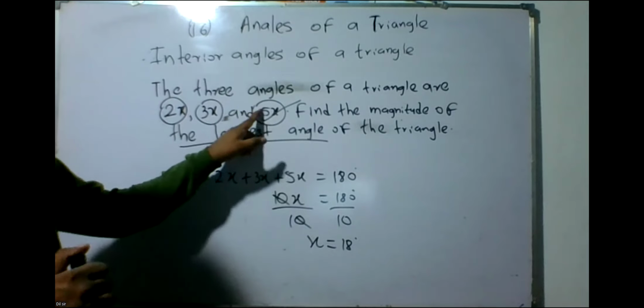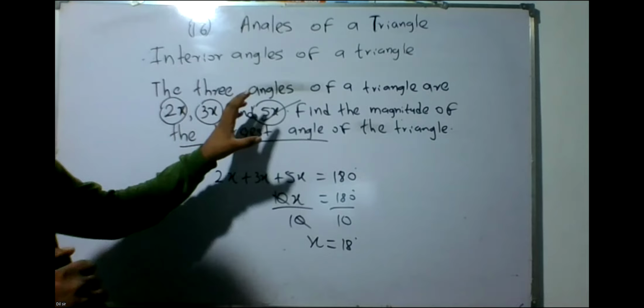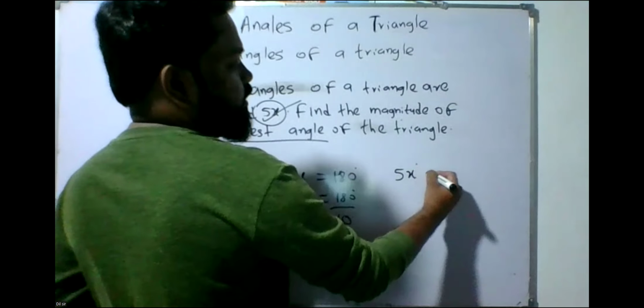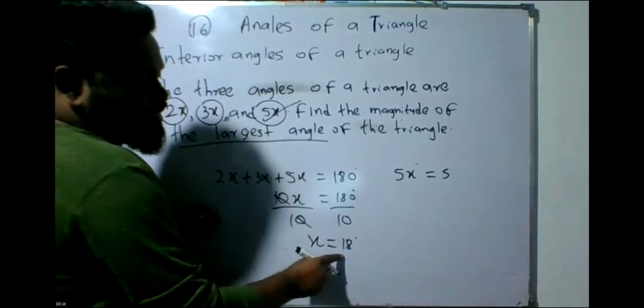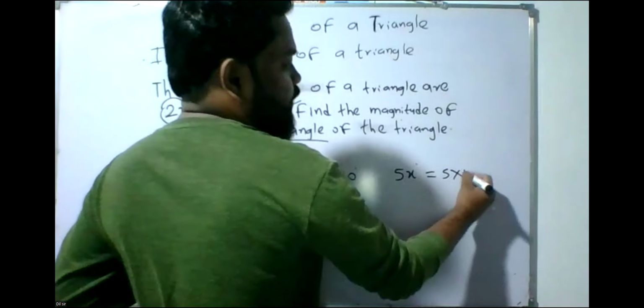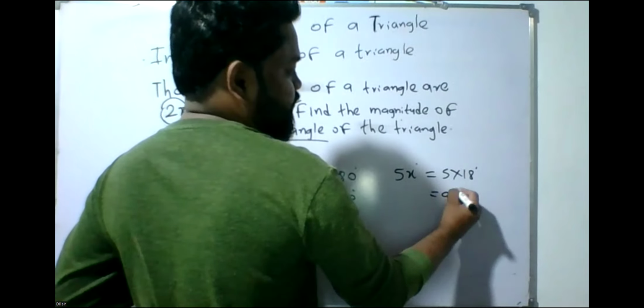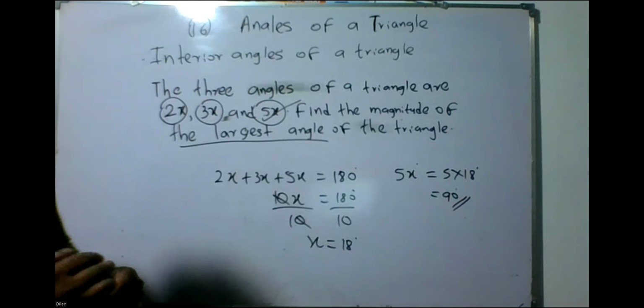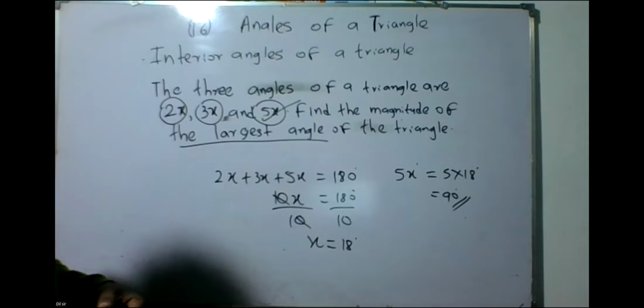Definitely this should be the largest one. The 5x term is the largest one. Then we have to find out the magnitude of 5x. Already we have found x as 18. 5 times 18 it is 90. Then we can decide that definitely this triangle is a right angle triangle.